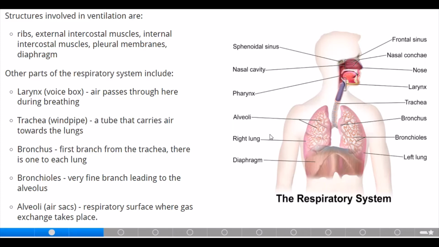On the right side, we have a labelled diagram of the human lungs showing us the parts that I have mentioned. We can see the alveoli, we can see the bronchus, the bronchioles, the diaphragm, the nose, and the larynx.